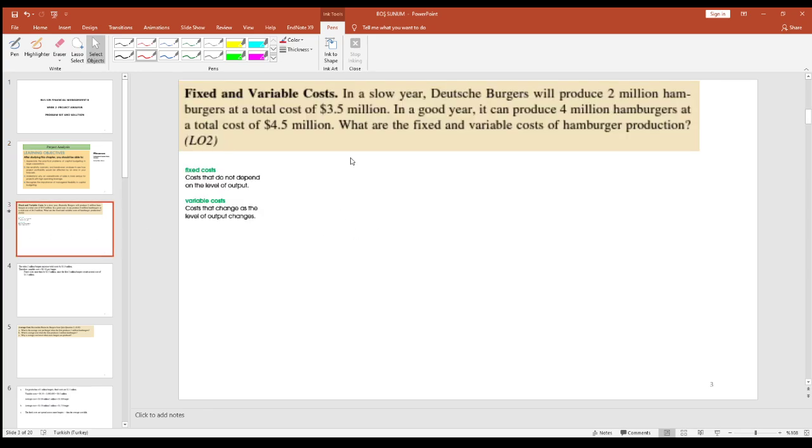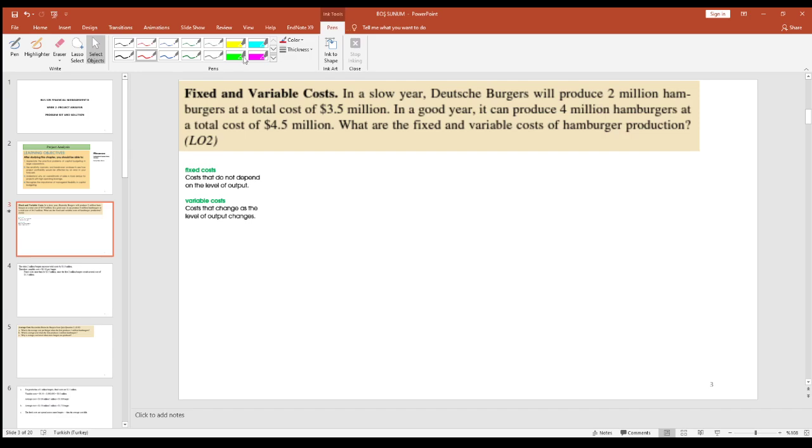So first problem. In a slow year, Deutsche Burgers will produce 2 million hamburgers at a total cost of 3.5 million. In a good year, it can produce 4 million hamburgers at a cost of 4.5 million. What are the fixed and variable costs of hamburger production? This problem links to learning objective 2. So let's get started.